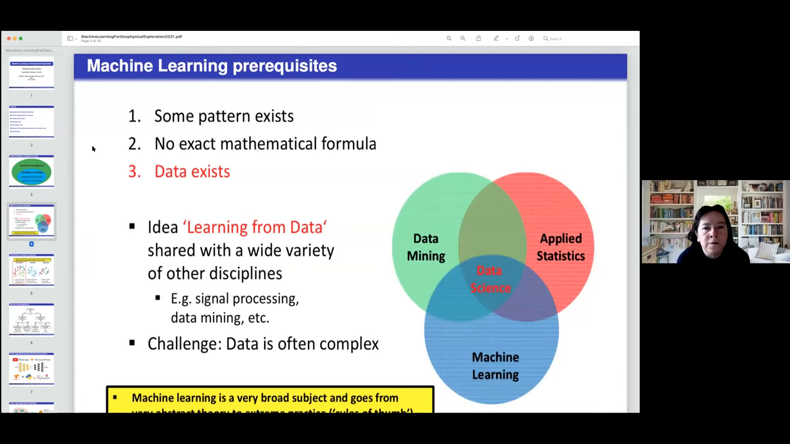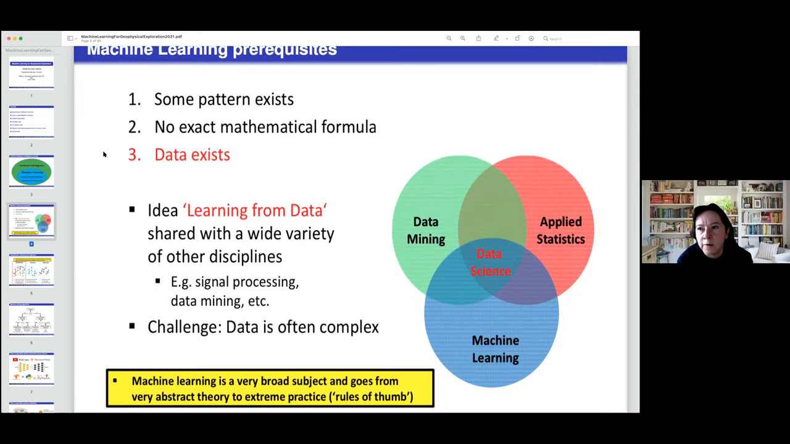And the conditions that you need to apply machine learning for different problems, first of all, is that you need a data set. And then also you know, or you suspect that there are some patterns that exist in the data, and there's no mathematical formula that can fit or explain your data. The idea is to learn from the data that you have. Data mining is one of the methods to extract knowledge from the data, and most often the data is very complex, so there's not a simple way to explain what you see in the data.